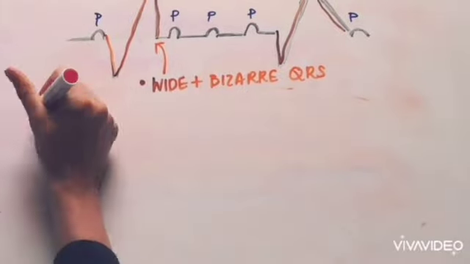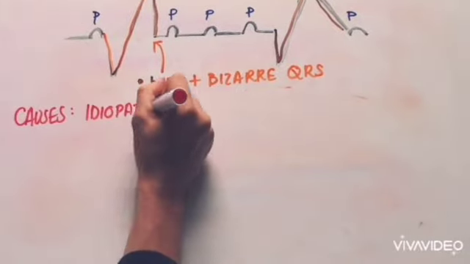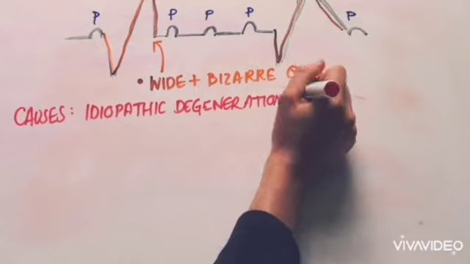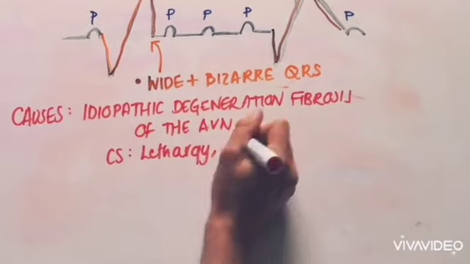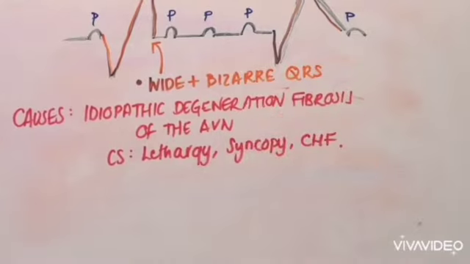So the causes of this are very similar to second degree type 2 AV block, including idiopathic degeneration and fibrosis of the AV node. Clinical signs include lethargy, syncope, and congestive heart failure.